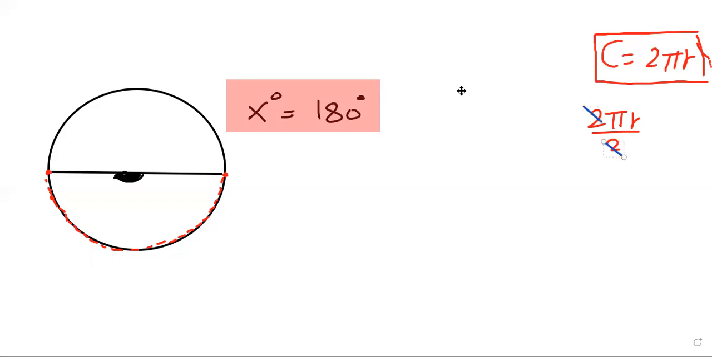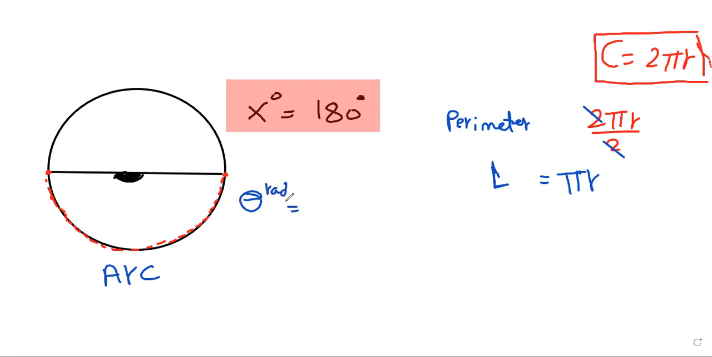Yes. So the length of the semicircle, or we can say the perimeter of the semicircle, equals pi r. The semicircle is the arc. So the length of the arc, in this case L, I'm talking about this arc, L equals pi times R. Okay? Do you with me? Yes. So I want to find the radian measure. Theta radian equals L divided by R.